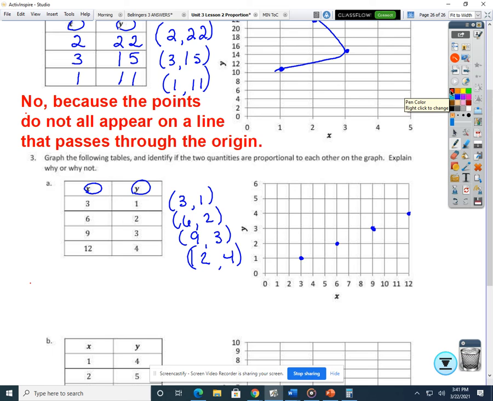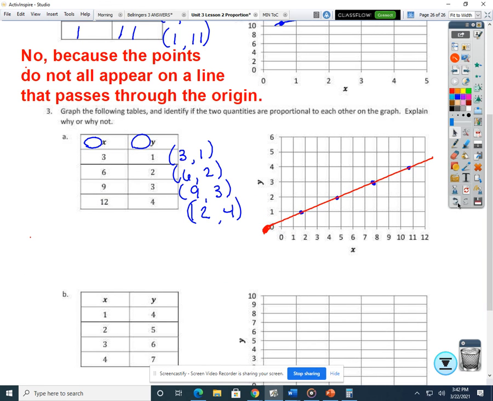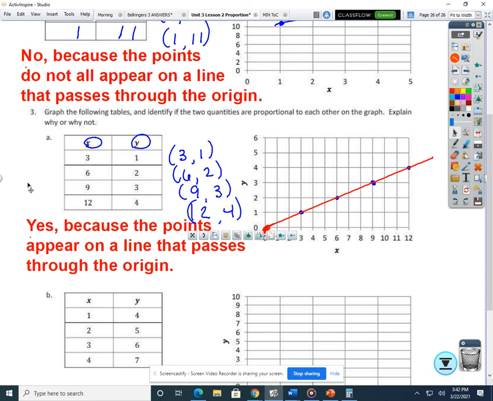Now, as I look at these, I notice that yes, indeed, they do form a straight line. I can use a straight edge that will connect and pass through each of these points. And I notice that that straight line does also travel through my origin here of 0, 0. So, since it meets both criteria, a straight line with all points on it that passes through our origin, then yes, my answer here is going to be yes, because the points appear on a line that passes through the origin.